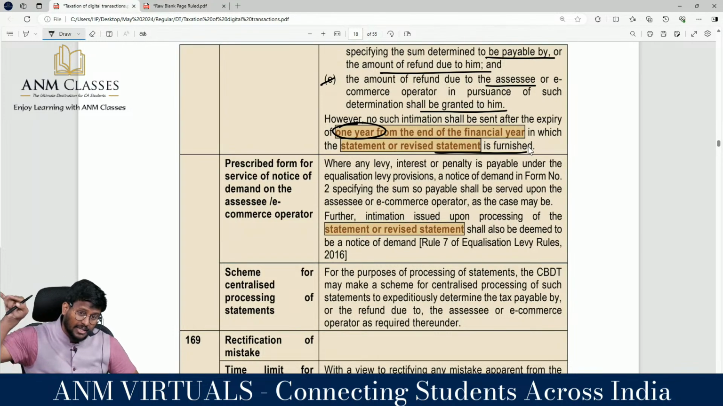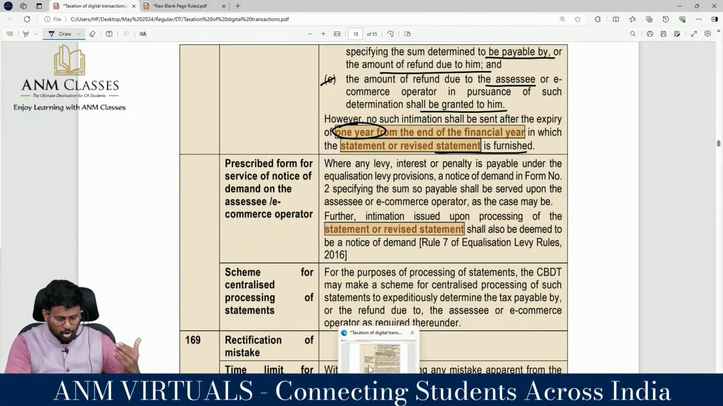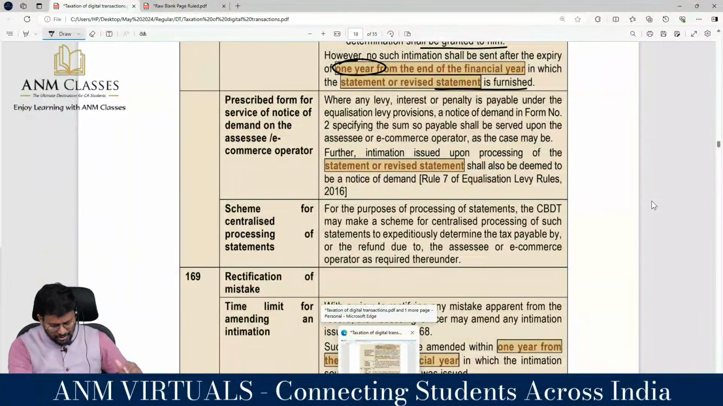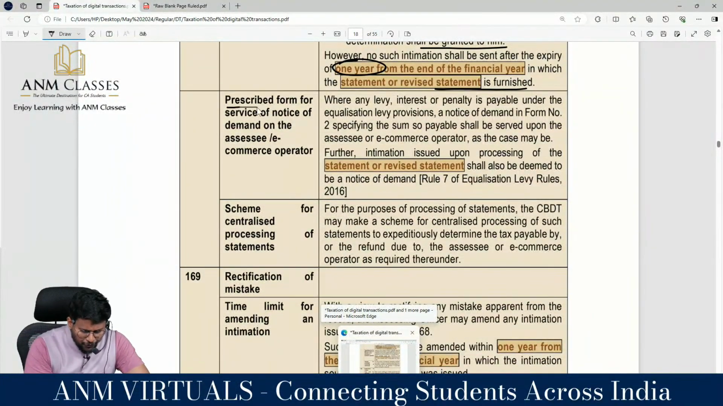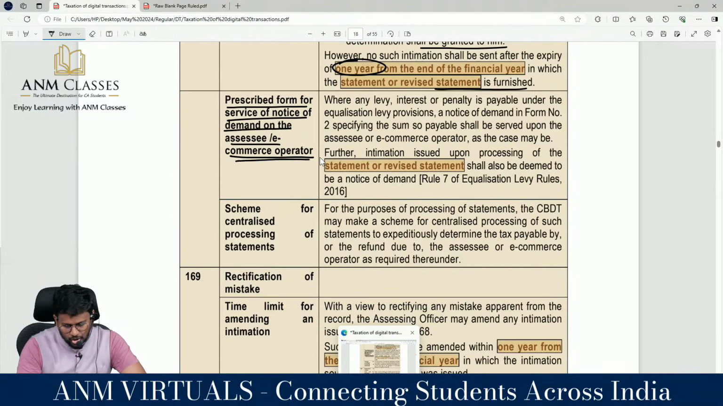நான் கேட்கறது 139ல 143 subsection 1: 9 months from the end of the financial year in which the return of income has been filed. அது ரிட்டர்ன் இல்லையா? இங்க 1 year from the end of the financial year in which the statement or the revised statement is furnished. Right? Prescribed form for service of notice on demand on the assessee or e-commerce operator.